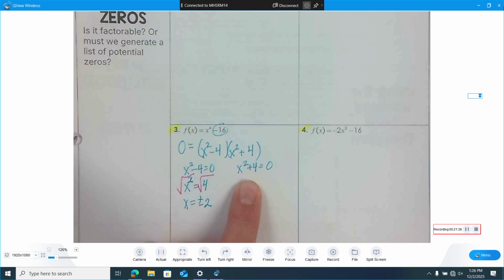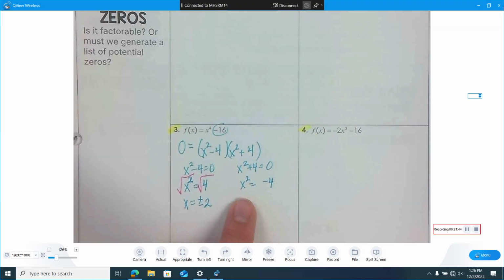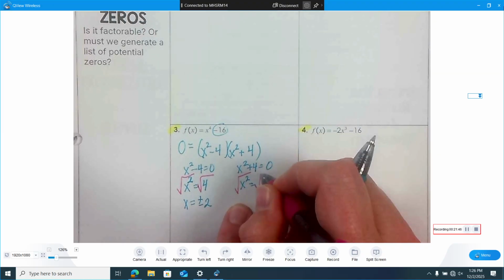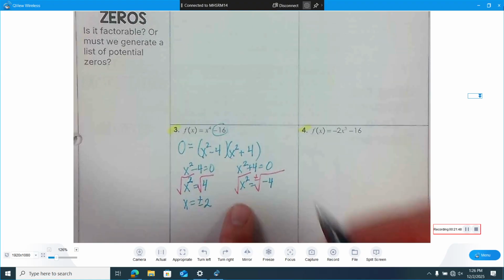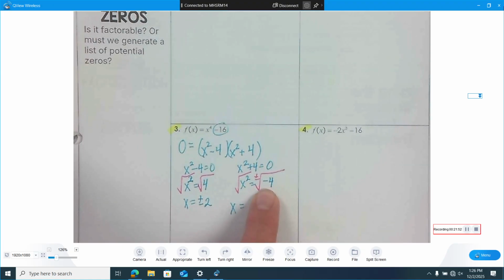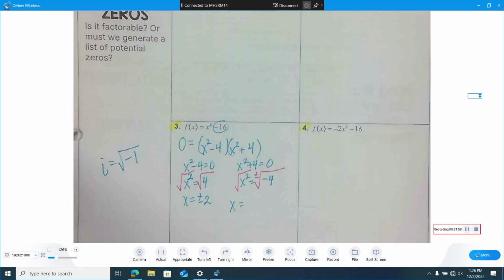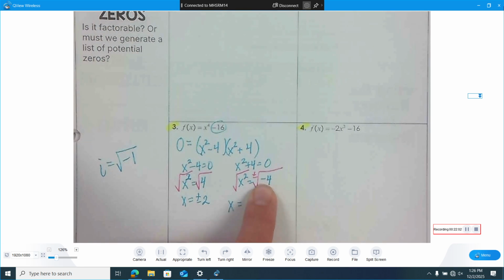What happens on the right side? Minus 4, so we get x squared equals negative 4. And then I need to square root both sides. So we get x equals, now we have a negative under that radical. That's where the i comes from. Remember, i is the square root of negative 1. And so whenever we have a negative, an i is going to come out.